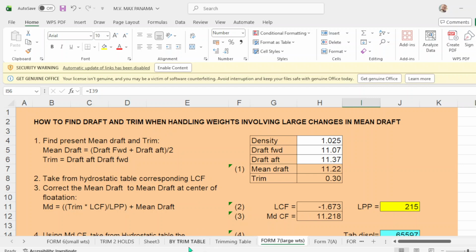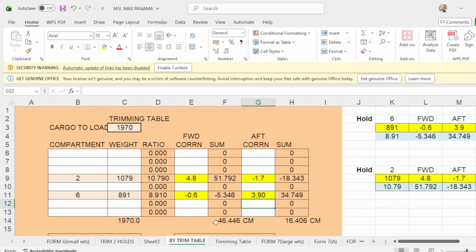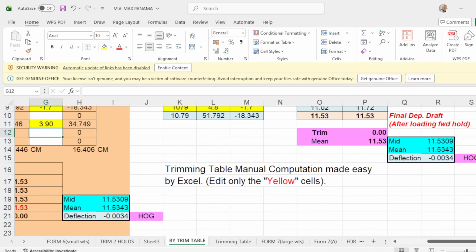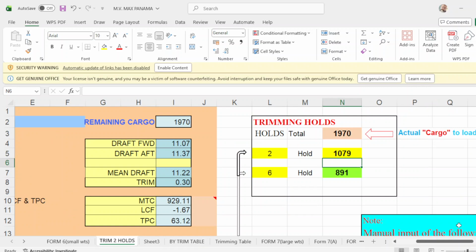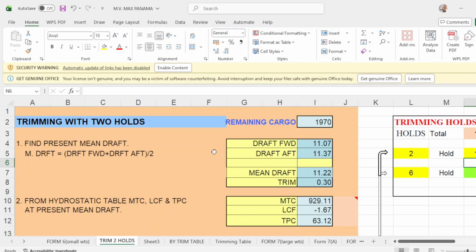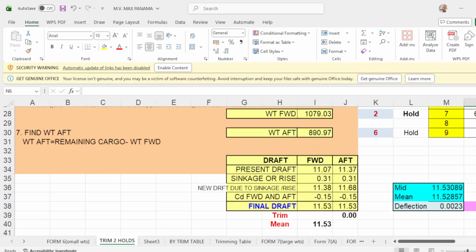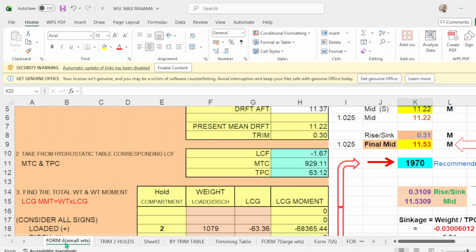The second program is by trim table. Okay. Trimming table, and your drop is even keel. You have 2 solutions here, this one and this one. Okay? And here you have even keel. Then you go to trim modes 2. Trimming with 2 holds. And your drop here is even keel. Okay? Zero deflection.